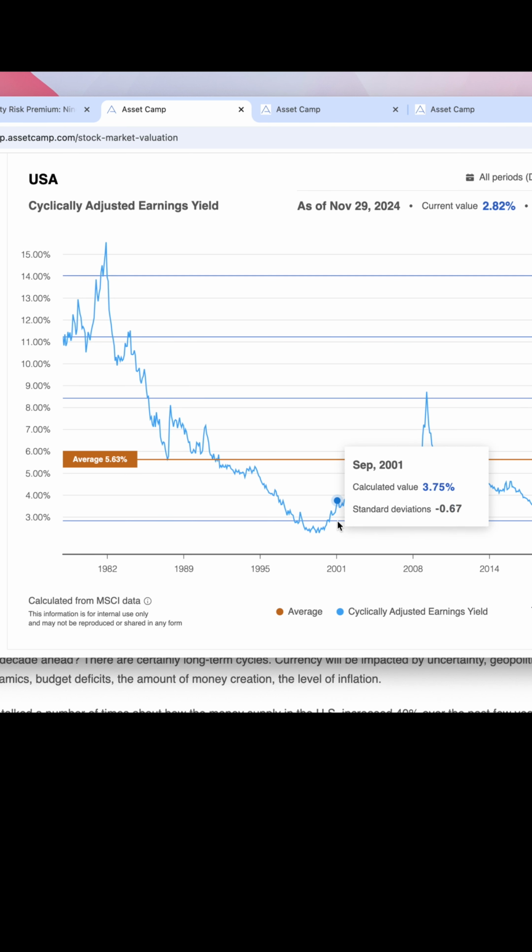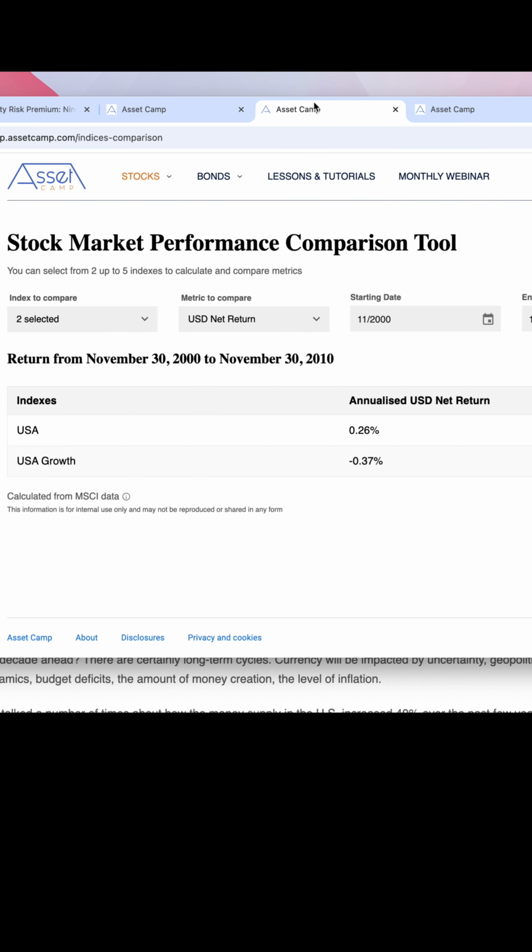If we go to November 2000, the earnings yield was about the same as it is today, with very expensive U.S. stocks. What was the return over that 10-year period from November 2000 through November 2010? Well, there it is, 0.26% for the U.S. stock market. U.S. growth didn't do very well either.